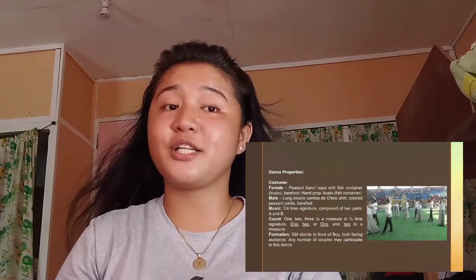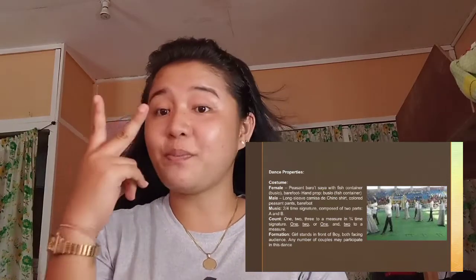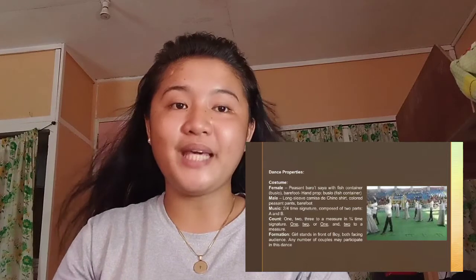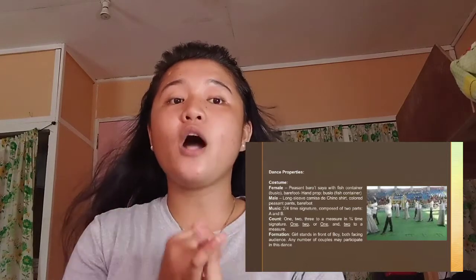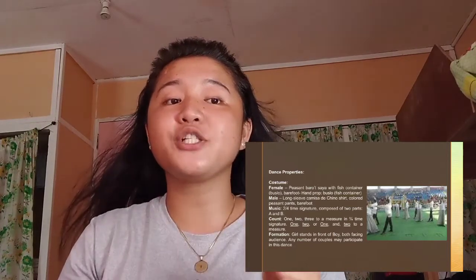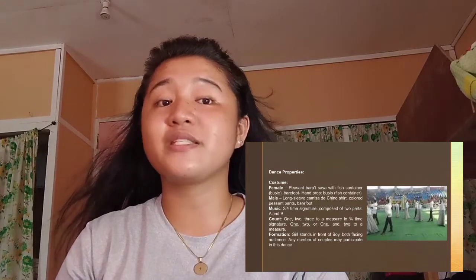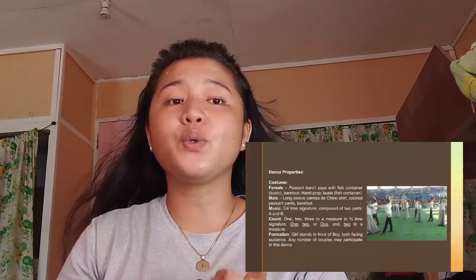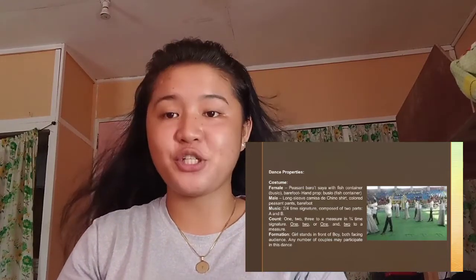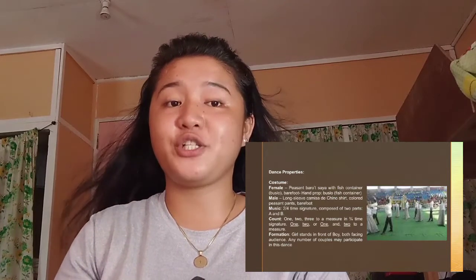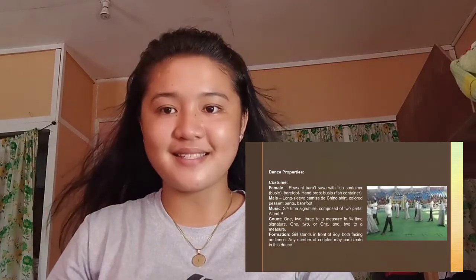The music is a 2/4 time signature composed of 2 parts, the A and the B. Count 1, 2, 3 to a measure in 3/4 time signature, 1, 2 or 1 and 2 to a measure. The formation of this dance: girl stands in front of the boy, both facing the audience. Any number of couples may participate in this dance.